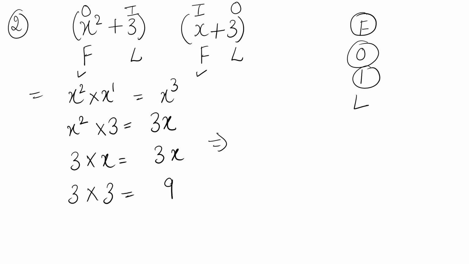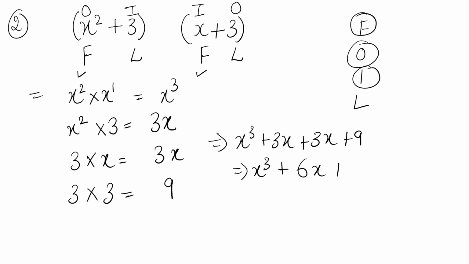So now we are going to write these terms in a horizontal way with their signs. x cubed plus 3x squared plus 3x plus 9. So the answer is x cubed plus 3x squared plus 3x plus 9.